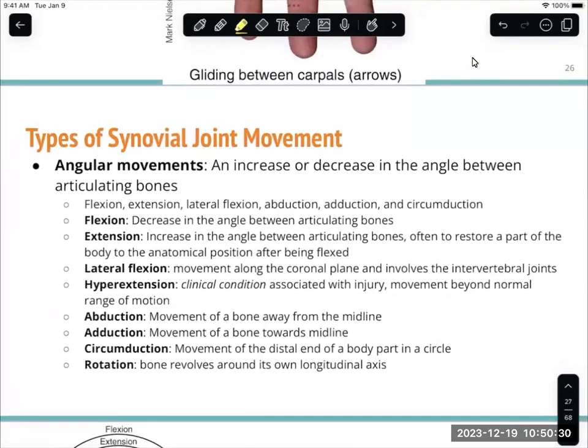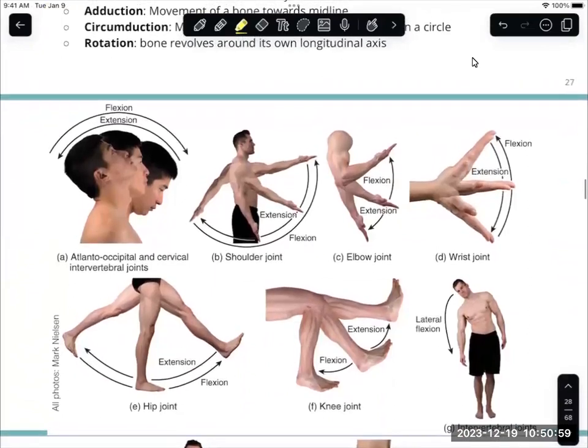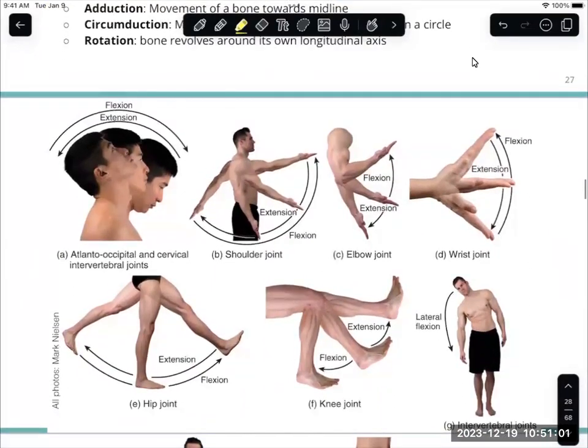Now we're going to get into some other types of movements, angular movements. Those of you who are going into physical therapy, nursing, you will use this. Chiropractic, if anybody's going there, you will use these. These are motions that you'll use to test a patient's range of motion, like how far they can move a joint. I'm going to go to the pictures just because pictures make it easier than me trying to explain it.